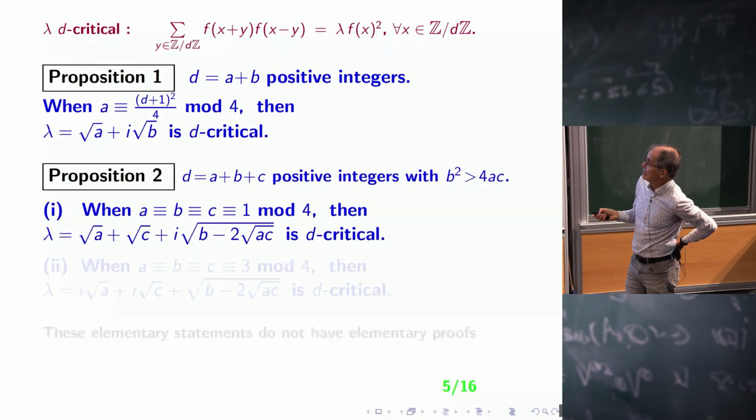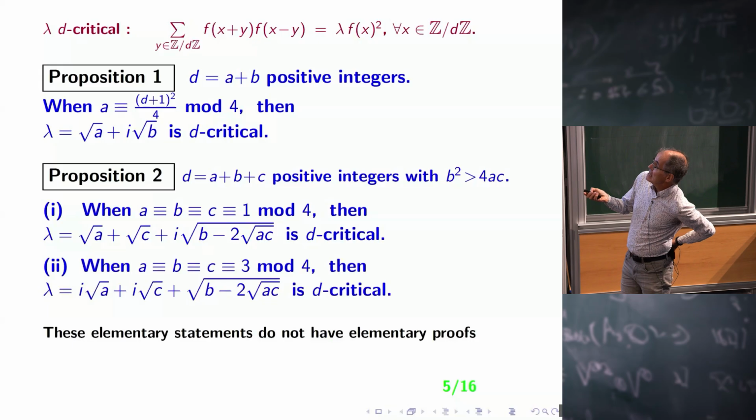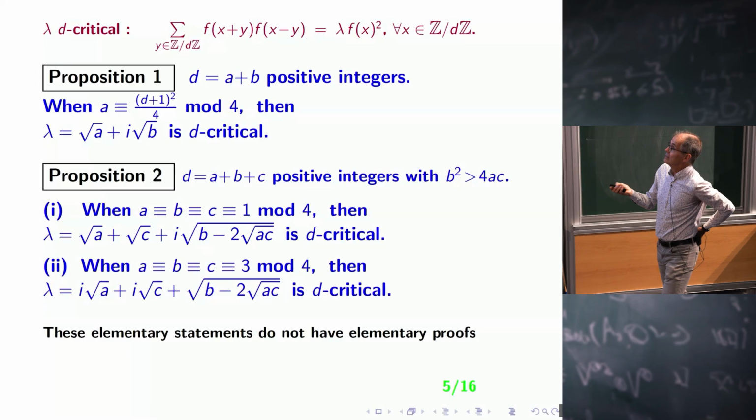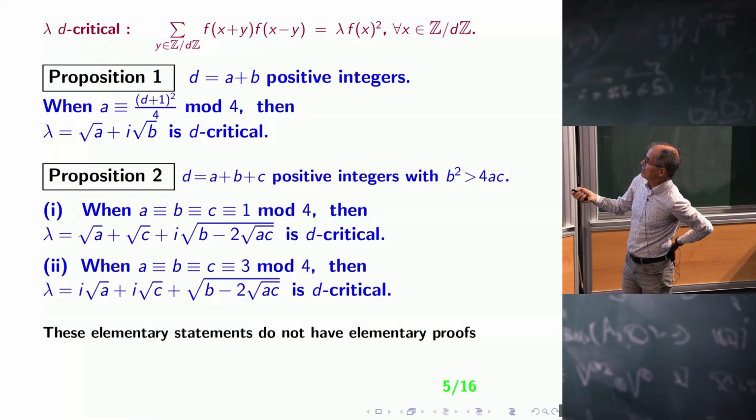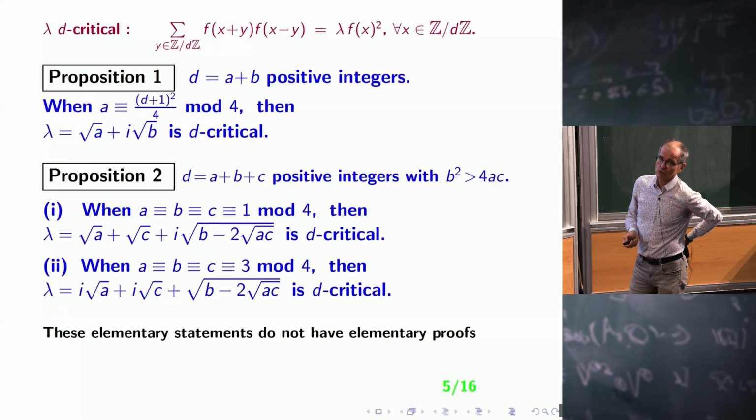And if you are in the case where A, B, C are not equal to 1 mod 4 but equal to 3 mod 4, it's almost the same number you get, almost the same algebraic number, but it's multiplied by square root of -1.